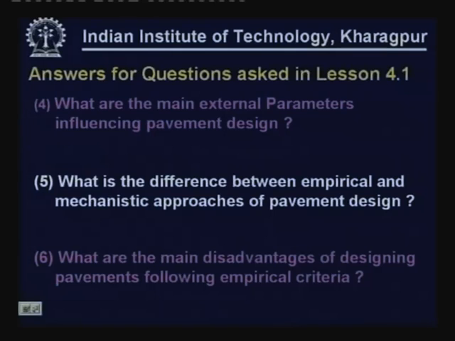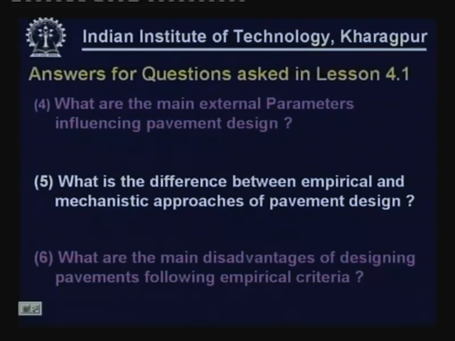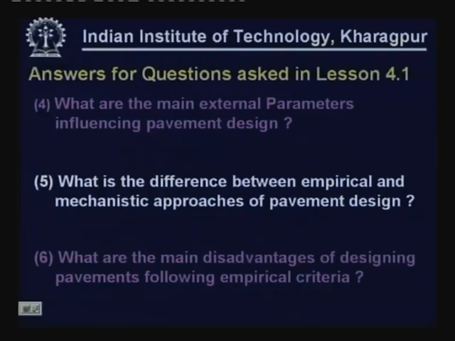What is the difference between empirical and mechanistic approaches of pavement design? Empirical is the design that is developed or criteria that is developed based on experience and some simple parameters, whereas in mechanistic approach the experience is correlated to some mechanistic parameters like stress, strain and other critical parameters. What are the main disadvantages of designing pavements following empirical criteria? Because this is based on past experience, based on some statistical correlation, this cannot be extrapolated to new conditions, new materials, new traffic conditions. Can be done, but not with a great deal of confidence. So with this we conclude lesson 4.2.